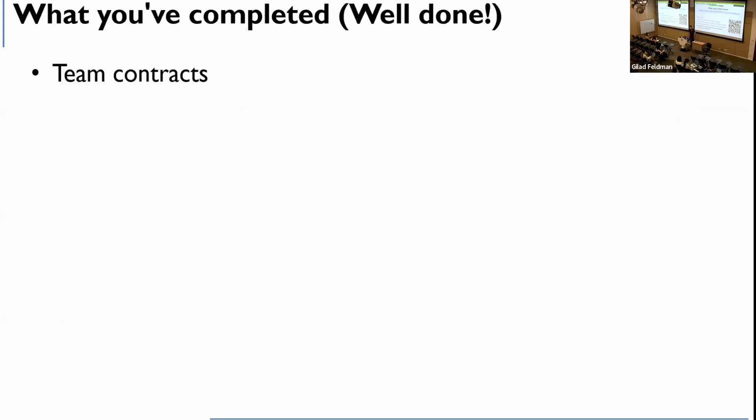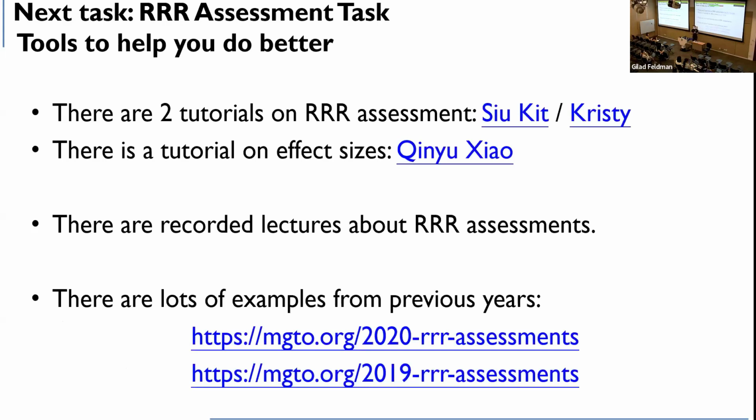So the usual stuff that I start with, you've completed team contracts, so well done. You've completed the first month, well done. Only 2 months to go, only 3 more assignments left for you. All the stuff with the RR assessment task, so I think by now you already know. You have 2 tutorials, Christy and Kit, and then you have Chinyu that did a tutorial on effect sizes with an amazing guide. And then these lectures, so this one and the previous one, are about RRR assessment.